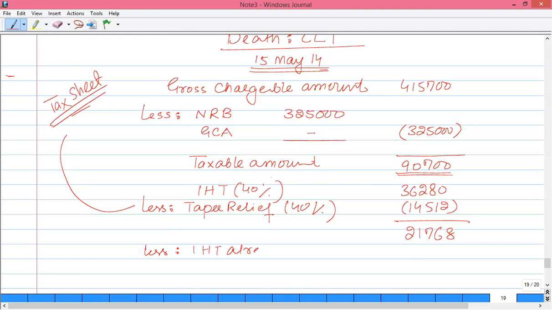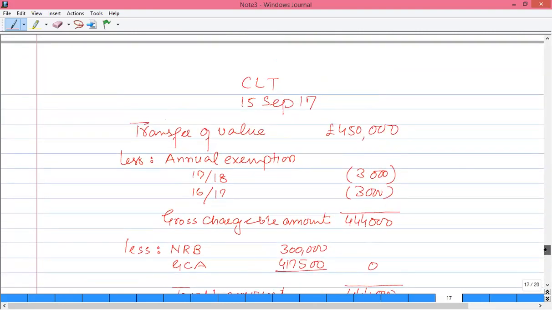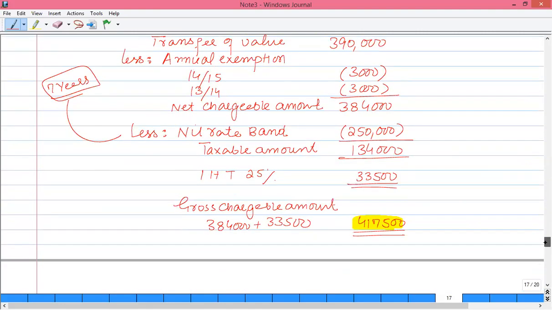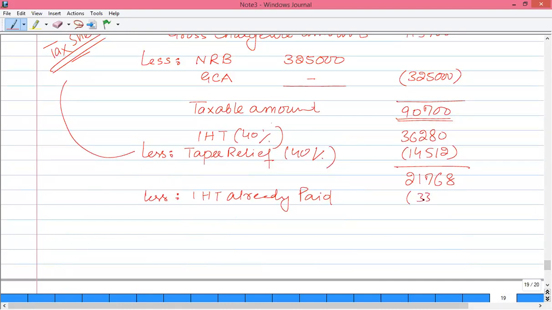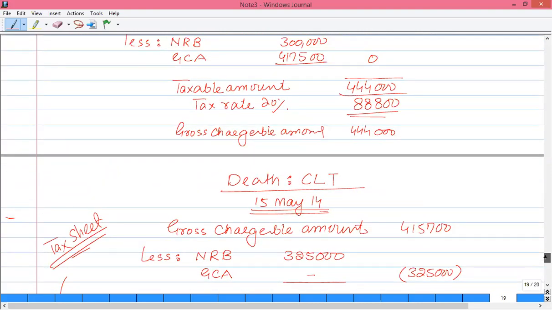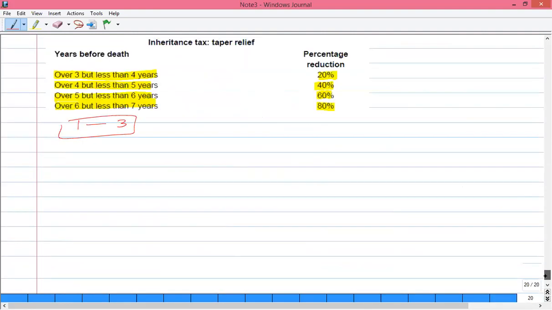Let's see what is the IHT already paid on this gift during lifetime. For that we have to see the working of this one. So IHT paid is 33,500, and it is greater than this one, so that means there is no further tax payable, as I have already paid more than the amount I have to pay. Now, let's move to the second gift, that is on 15 September 17.